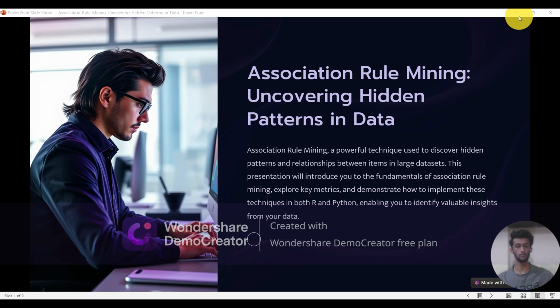Fourth is rule evaluation. Evaluate the quality of the generated rules using metrics such as support, confidence, and lift. Identify the most valuable and actionable rules for the business problem.